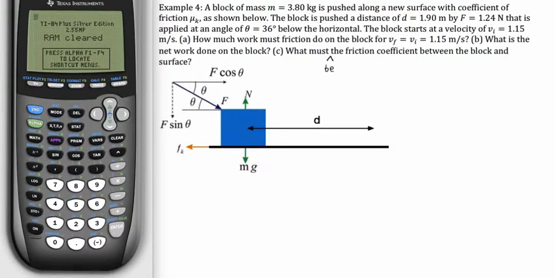Okay, what we have here is a problem where we're calculating work. We're going to do this with a known force and some information about the angle that the force is applied and the angle of the displacement vector. All right, so let's take a look at what the problem is asking us.